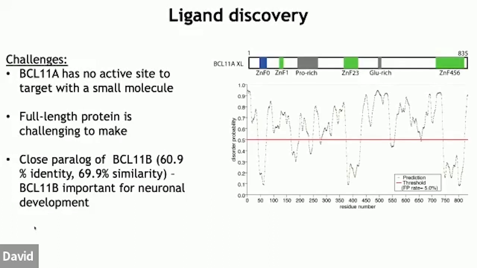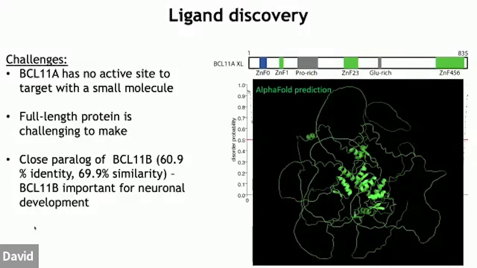And so when I talk about the protein being difficult to make, this plot is just showing the disorder probability of the protein. Everything above this red line is predicted to be highly unstructured. And if you're not used to seeing plots like this, this is an AlphaFold prediction of what it looks like, and it's essentially gibberish, right? So working with something like this and trying to find a nice small molecule that is going to bind to a pocket and be specific for BCL11A over its paralog is highly unlikely.